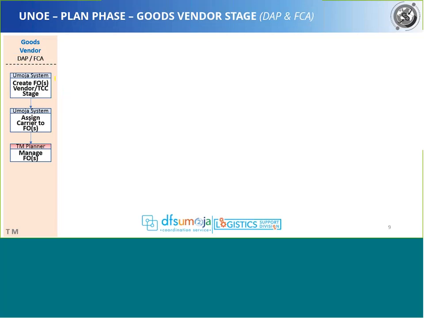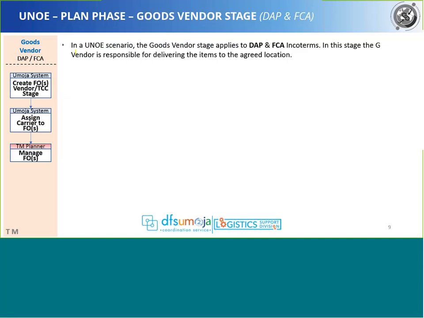So let's go through it. So for the goods vendor stage, that applies to DAP and FCA and other related Incoterms, the vendor is responsible for the shipment up to the agreed location.